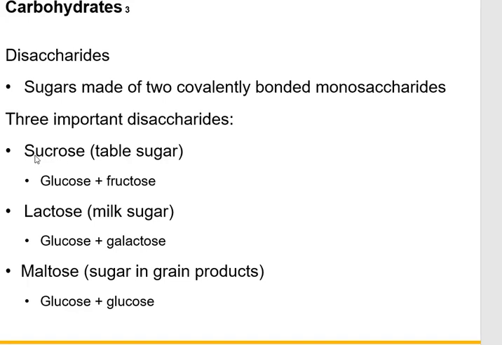And here are some of the important disaccharides: the sucrose, the table sugar, glucose plus fructose. Lactose is glucose plus galactose. And lactose intolerant people cannot break this. They can't do hydrolysis to break these two apart. And then maltose is the sugar that you find in grains. So you know that you get a lot of carbs when you eat things like wheat and rice and other grains. And it's just two glucoses stuck together.